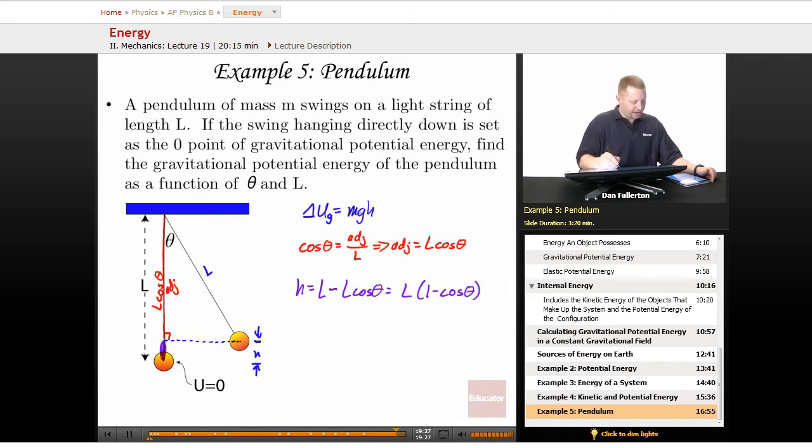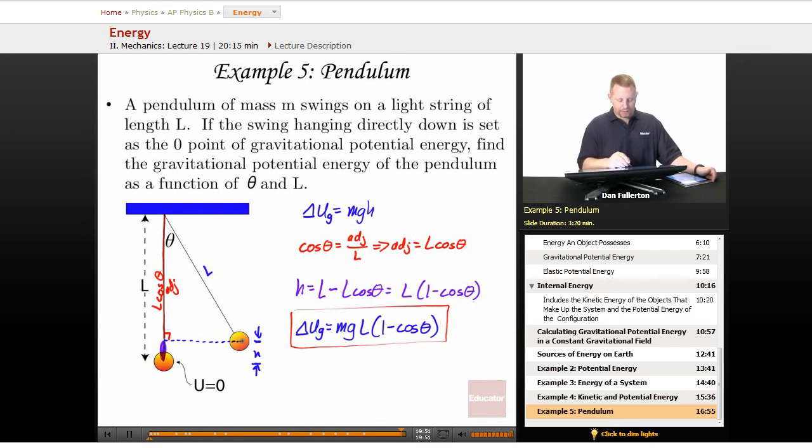Now when I go to put that back into my formula for gravitational potential energy, U_G equals mg, instead of h I'm going to put L times 1 minus the cosine of theta. So there's the gravitational potential energy of our pendulum when it's over here at this point. Its weight times the length of the pendulum times 1 minus the cosine of theta, which is really just giving you the height difference from its lowest point to its highest point.